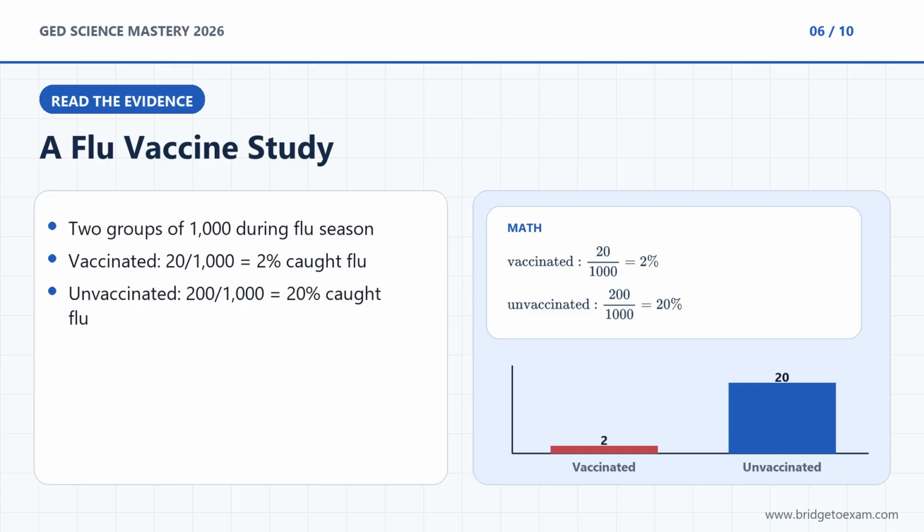Let's read real health data. A study followed two groups of 1,000 people during a flu season. One group got the flu vaccine, the other did not. Researchers then counted how many in each group caught the flu. In the vaccinated group, 20 people out of 1,000 got sick. That is 2%. In the unvaccinated group, 200 out of 1,000 got sick. That is 20%. Look at the bars, 2% versus 20%. The vaccinated group had a much lower flu rate.